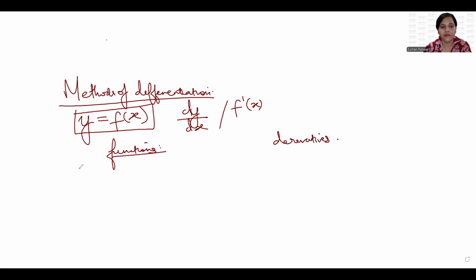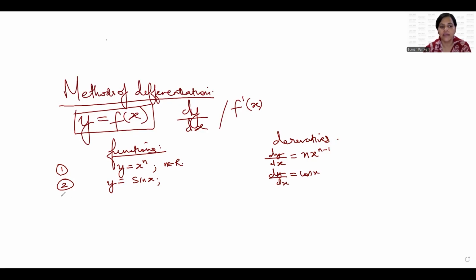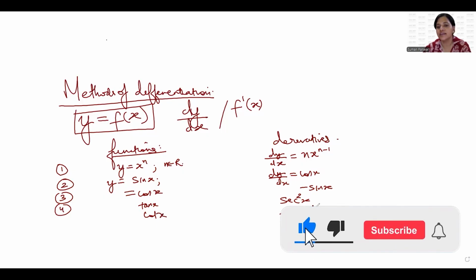If the function is y is equal to x power n, where n is a real number, then dy by dx is equal to nx n minus 1. Second, if y is equal to sine x, then the derivative of sine x is cos x. If y is equal to cos x, then the derivative is minus sine x. Then if it is tan x, the derivative is sec square x. If it is cot x, the derivative is minus cosec square x.